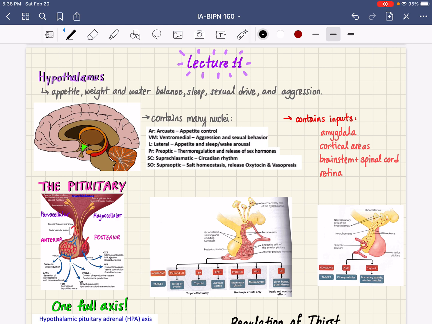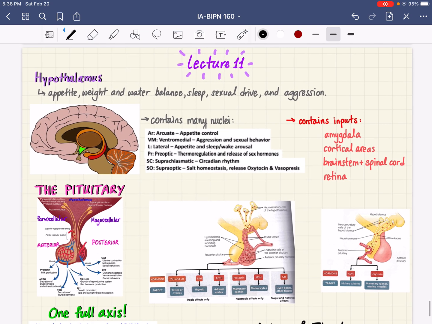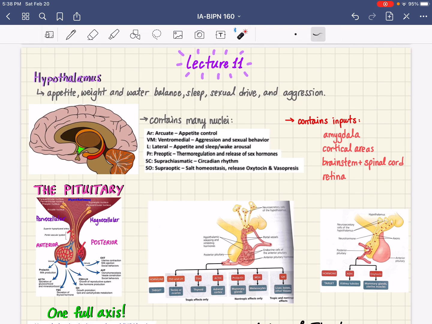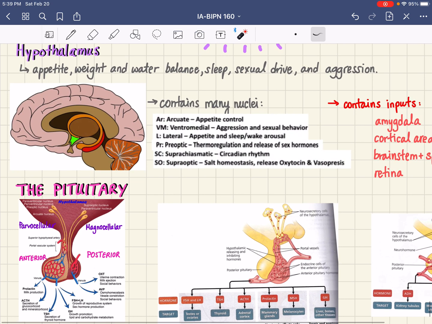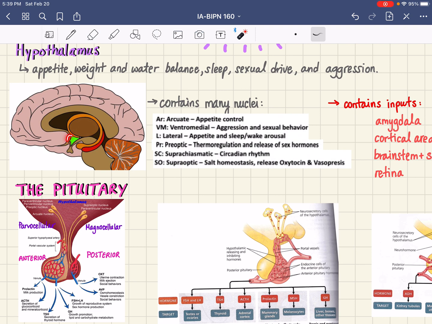So to begin with the hypothalamus, the functions of the hypothalamus are right over here. It regulates appetite, regulates weight, regulates water balance in the body, sleep cycles, sexual drive, and aggression. Okay, the hypothalamus is located right underneath the thalamus, right here. So this big blob is the thalamus, and right below it is the hypothalamus.